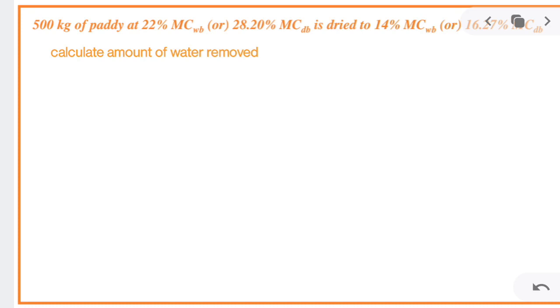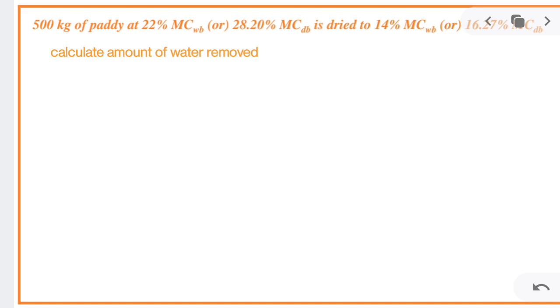So here in this question, 500 kg of paddy at 22% moisture content on wet basis is dried to 14% moisture content on wet basis, or, 500 kg of paddy at 28.2% moisture content on dry basis is dried to 16.27% moisture content on dry basis. In this question it is asked to calculate the amount of water removed.